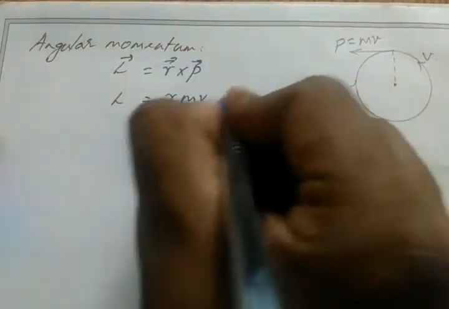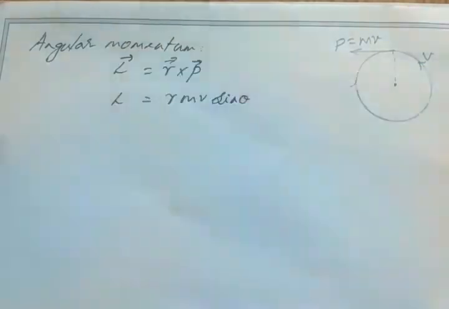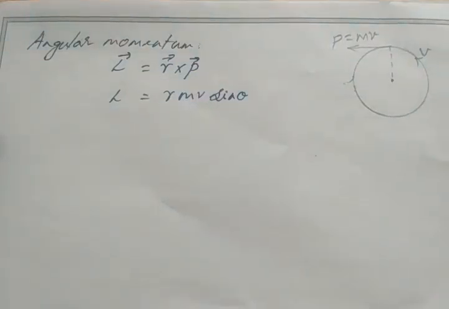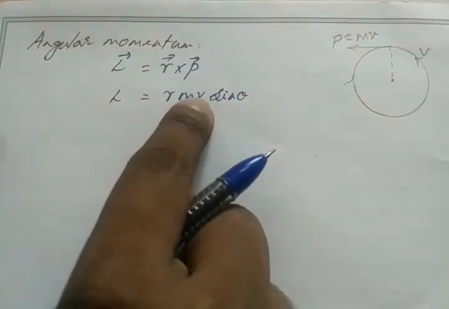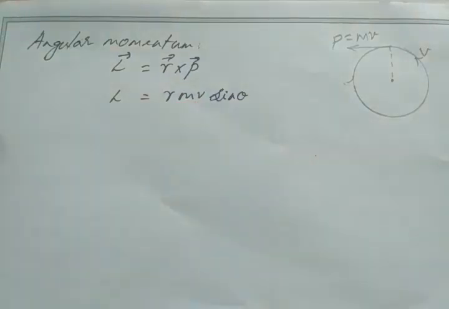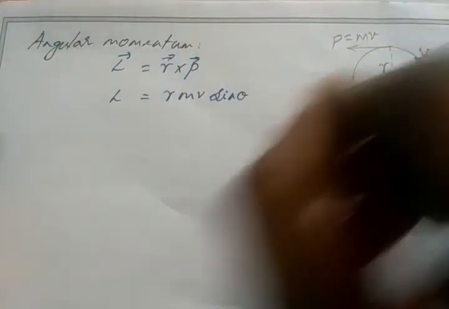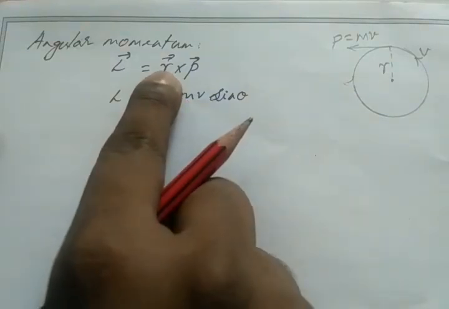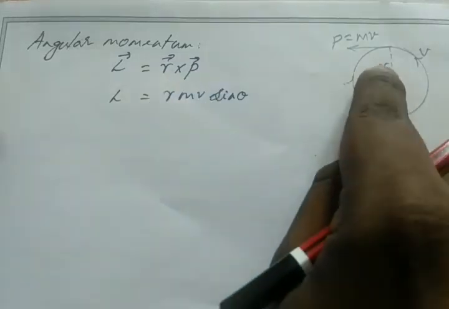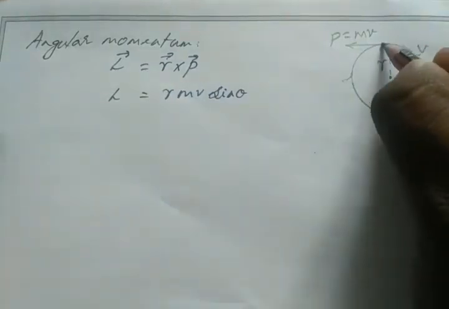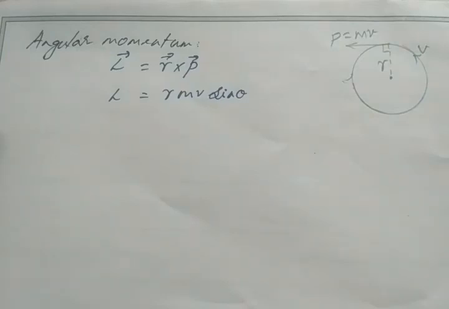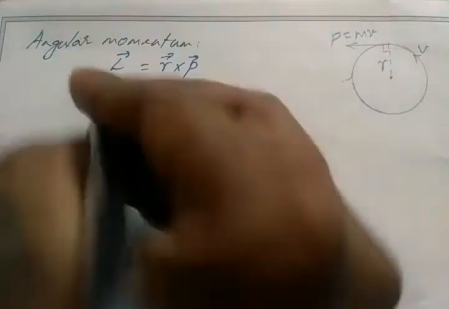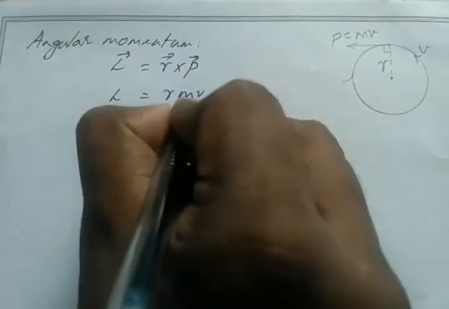To remove the cross product, we add sin theta. What is the value of theta? Actually it is the angle between linear momentum and r. Theta means the angle between r and linear momentum. So this is r and this is linear momentum. What will be the angle between these two? 90 degree. So sin 90 value will be equal to 1. I can write L equal to mvr.